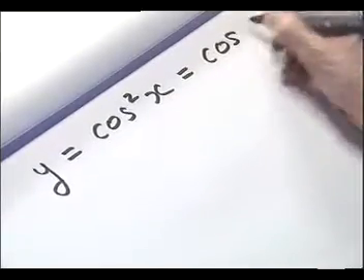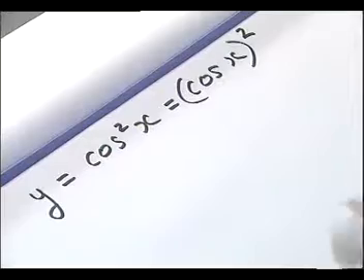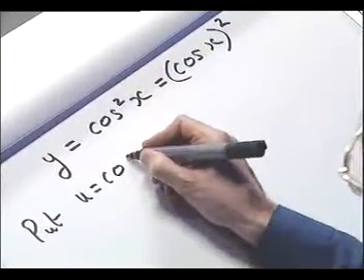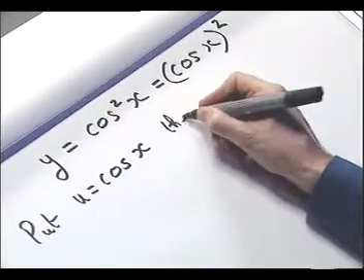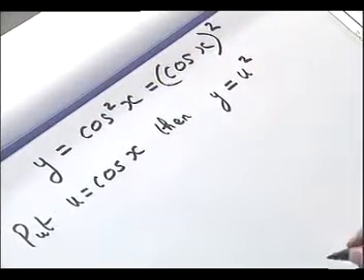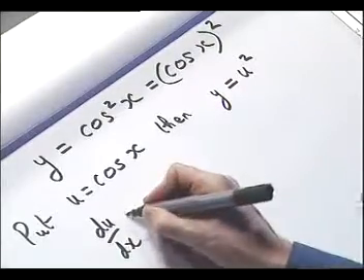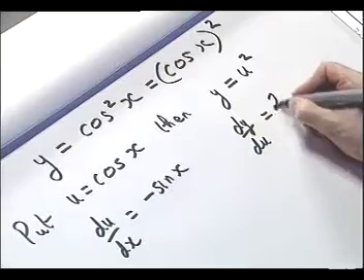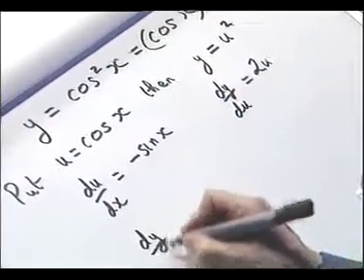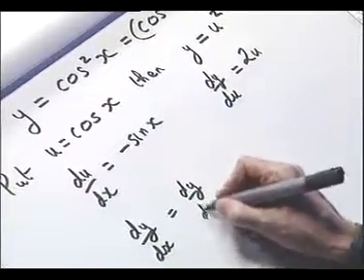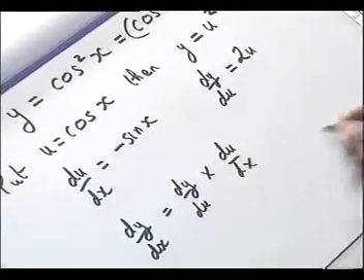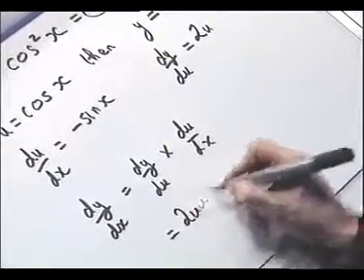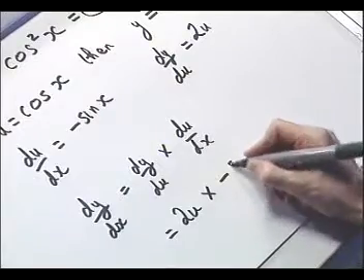And let's remember that meant the cos of x all squared. So that this is now the g of x. And so we will put u equals cos of x, and then y is equal to u squared. I can calculate du by dx, that's minus sine x, and I can calculate dy by du, that's 2u. We'll write down the chain rule. Dy by dx is dy by du times du by dx. And now we can substitute in the bits that we've already calculated. Dy by du is 2u times du by dx, which is minus sine x.